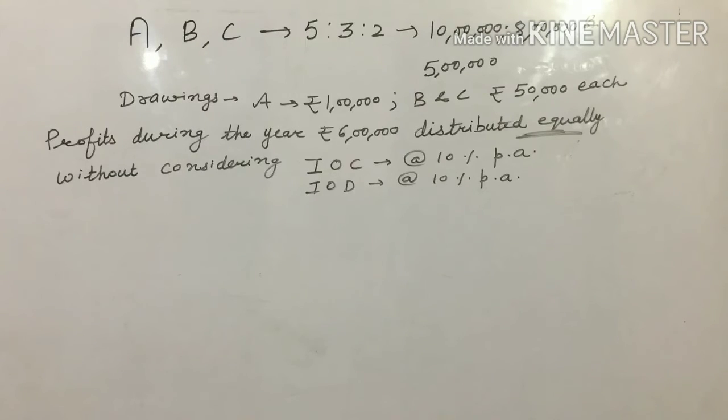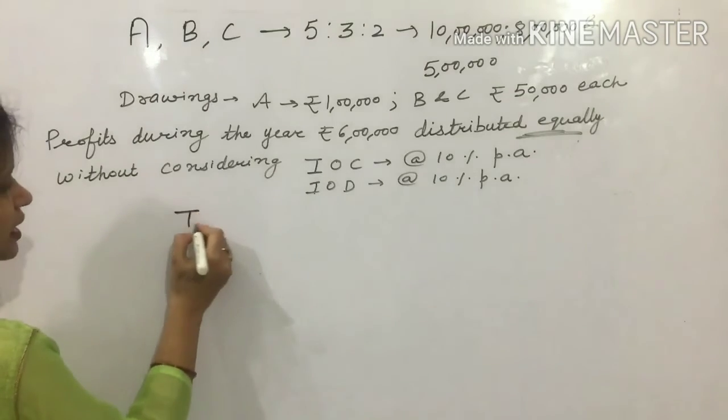This is our statement. Two provisions are there, interest on capital, interest on drawings and PSR 5:3:2. But the firm has not considered these items and profits during the year 6 lakh. These were directly distributed equally among partners. Then how you will proceed with making adjustments? Table showing adjustments.